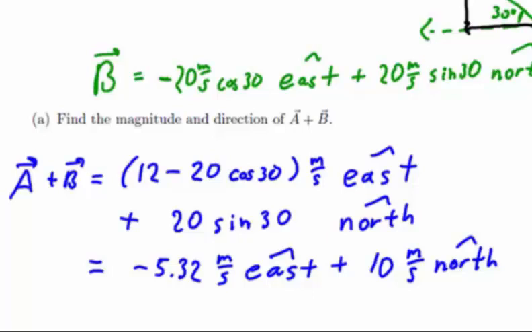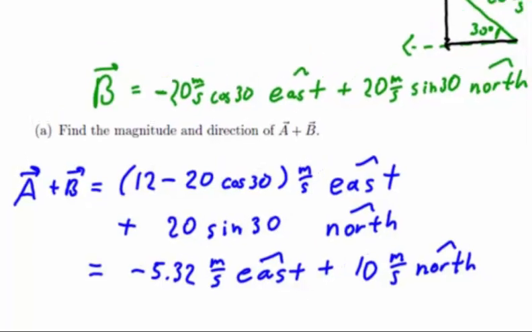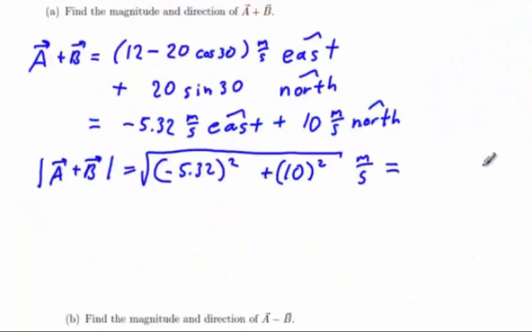To find the magnitude and direction, we need to square, add, and square root the two components and take the inverse tangent of the vertical divided by the horizontal component. Let's proceed. For the magnitude, we have the square root of the horizontal component squared plus the vertical component squared, which yields 11.33, and the units are meters per second, like both the vector A and B.